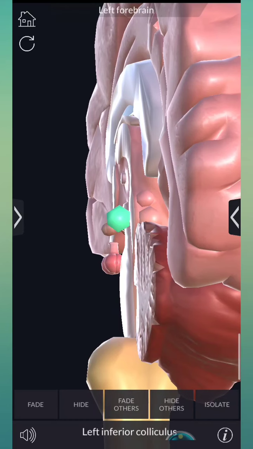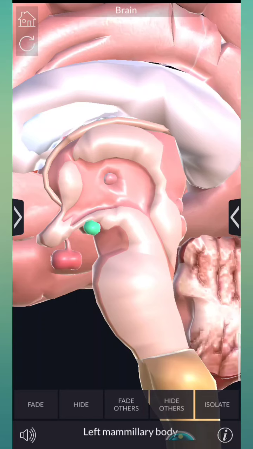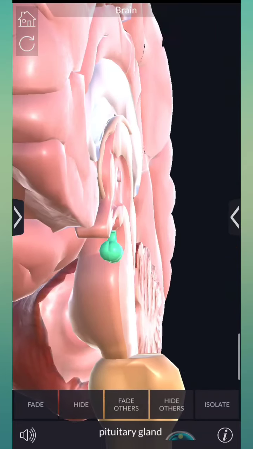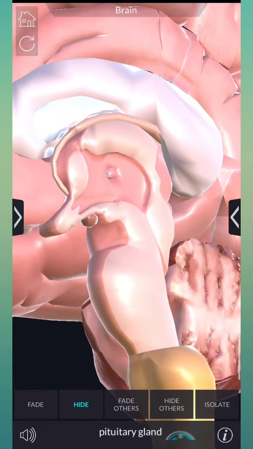you can see this part is the mammary body. The mammary body's primary function is recollective memory. It is also part of the limbic system. So you can hide it after defining this part. You can see this is the pituitary gland. Pituitary gland is the small organ at the base of the brain that produces substances that affect growth and sexual hormones. So we can hide this part after defining.